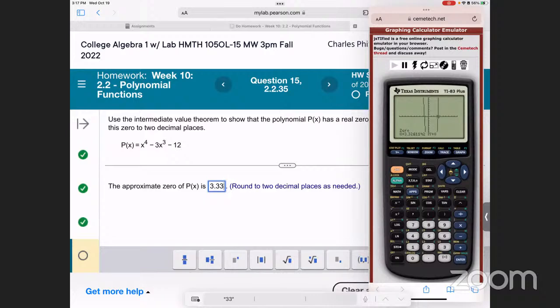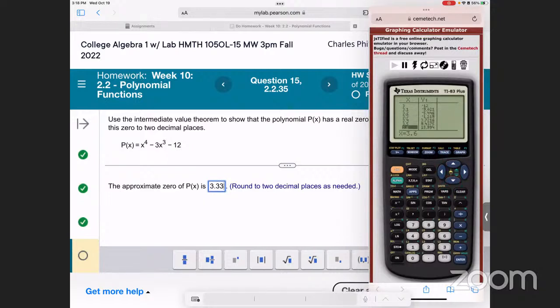It's basically looking at a table. So if my zero is between 3 and 4, I want my table to start at 3, and I want it to change by 0.1. So now we're going to look at 3, 3.1, 3.2, all the way until we get to 4, and we should notice a sign change. Okay. So I'm going to go look at the table, which is here. We're starting at 3, we're changing by 0.1, and we're looking at the results on the right, and we get a sign change between 3.3 and 3.4, okay?